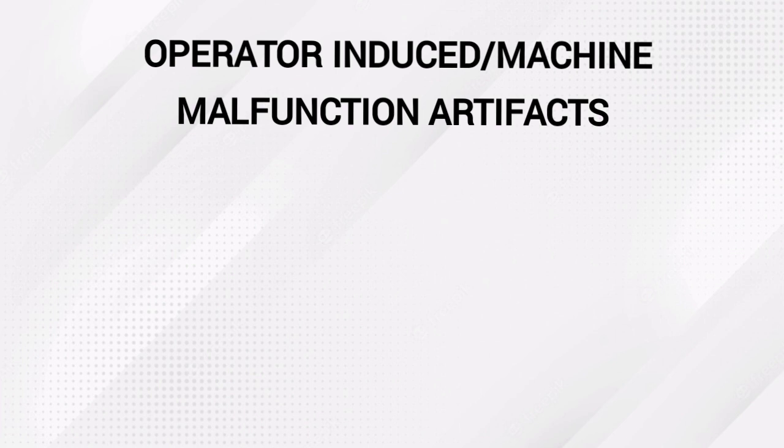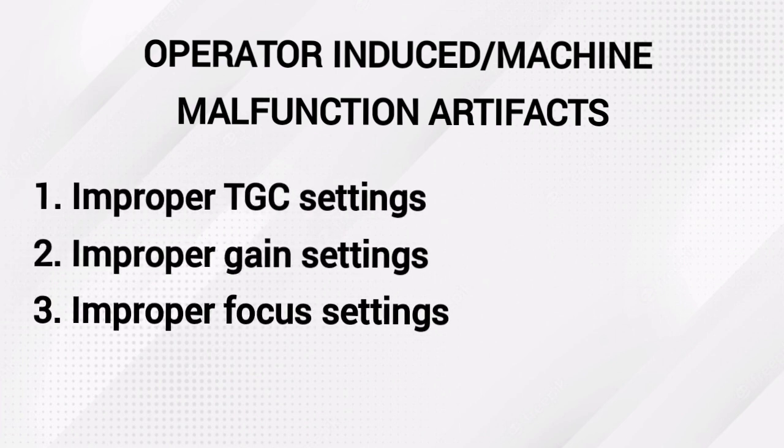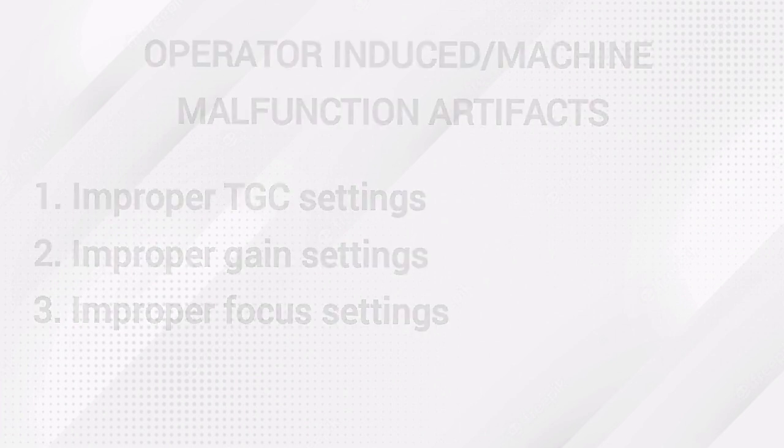Some artifacts may occur by improper control settings. In other words, they are operator induced or due to equipment malfunction. And these kinds of artifacts are due to improper TGC setting, improper gain setting, improper focus setting, and so on. So the following is a list of most common artifacts with an explanation of the cause and the results they have on the display.